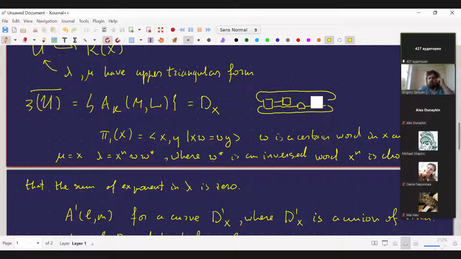Sorry, one moment. It should look like this, I believe. So we have certain entanglements here, and well, we always have two strings. So that's the reason why we can write it like this. I'm not sure that what I've drawn is really a knot.